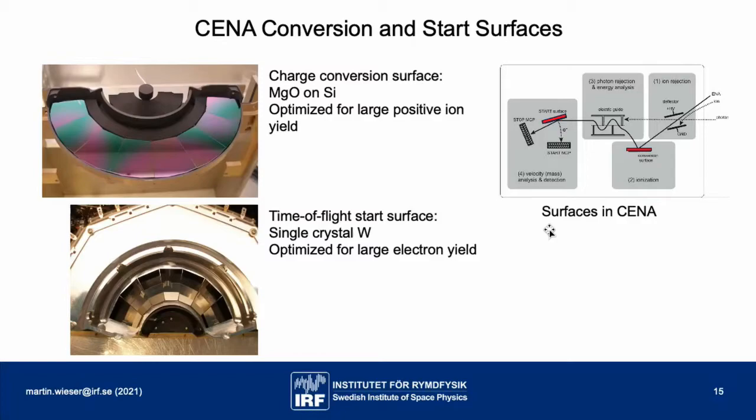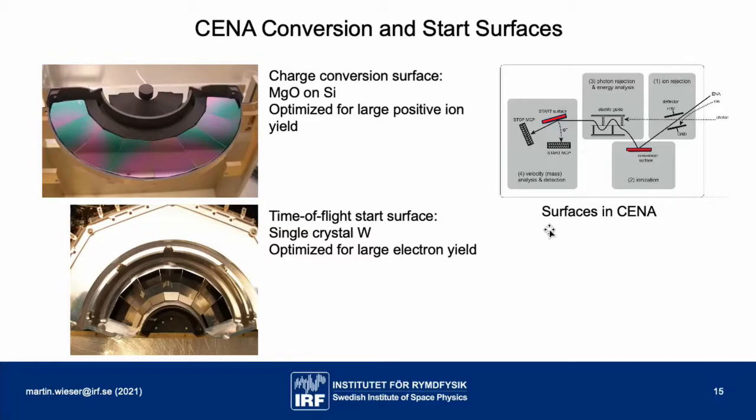Then we have a second application of surface interaction inside the SARA instrument. That's in the time of flight section. There we chose a single crystal tungsten surface, which is optimized for a large electron yield, and due to the high mass of the tungsten atoms compared to a typical projectile, which would be, for example, hydrogen or oxygen, there is not much angular scattering involved, and also the energy loss is affordable.